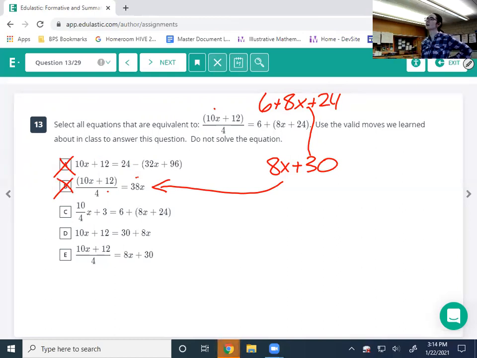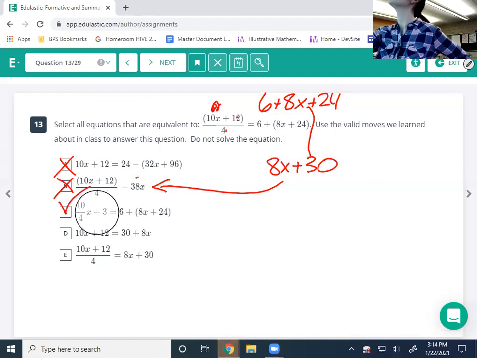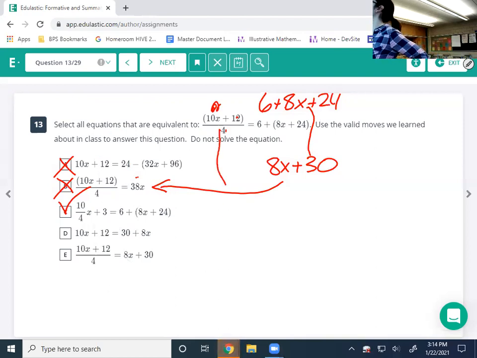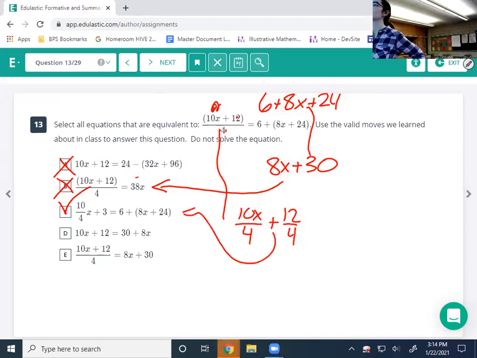Now, if I look at this one here, the move from the left side to the left side, it looks like we have a 10 divided by 4, we have the divide, and then we have a smaller number here, so we did 12 divided by 4 to get this 3. So we actually did our division here. That is a logical move. You can rewrite division like this as 10x divided by 4 plus 12 divided by 4 to get to that plus 3.